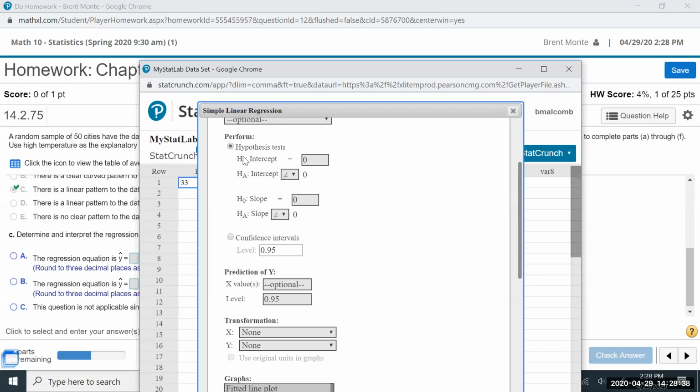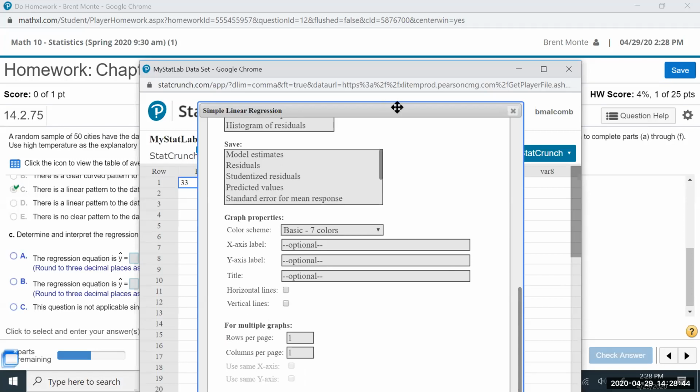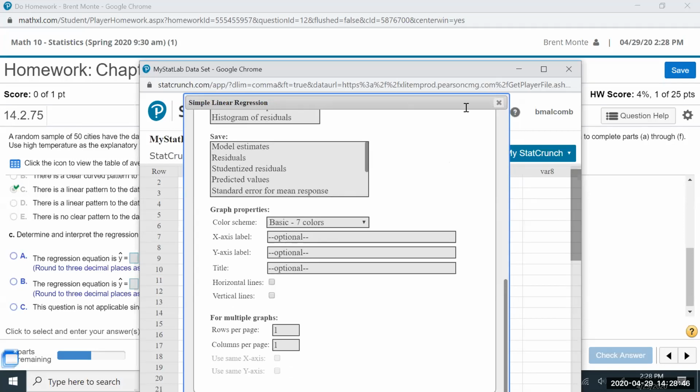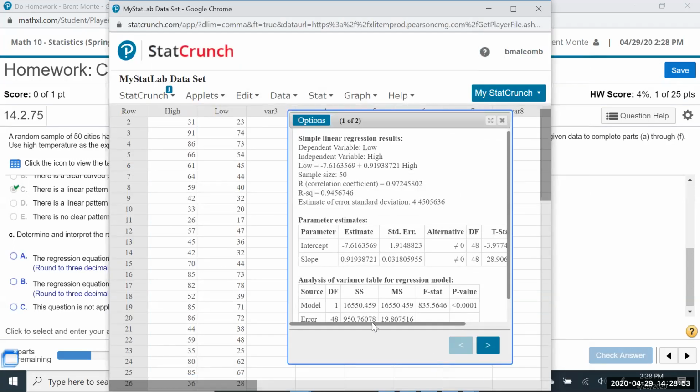Now notice we can do hypothesis tests and confidence intervals. We'll look at that later, but not yet. Right now, I just say, oh, you know what? Go ahead and compute this for me. Compute. Okay, the intercept, remember that's my B sub 0.